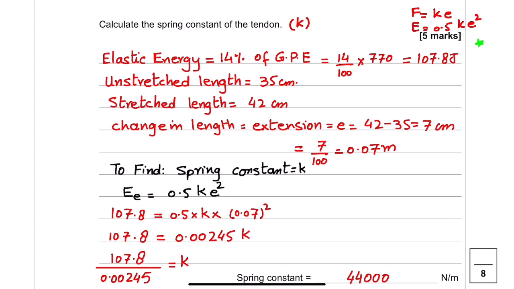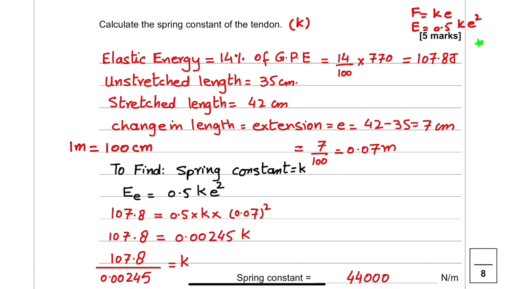The unstretched length of the tendon is also given. The tendon length is 35 centimeters and the stretched length of the tendon is 42 centimeters. The change in length is 42 minus 35, that is equal to 7 centimeters, and we need to convert into meters. Therefore, we divide 7 over 100, that is equal to 0.07 meter, because 1 meter is equal to 100 centimeters. So we have the extension here, that is 0.07 meter.